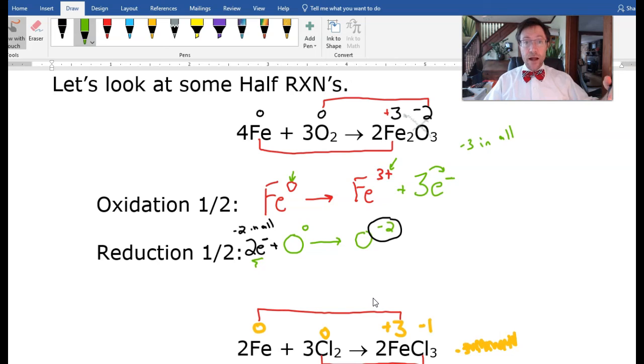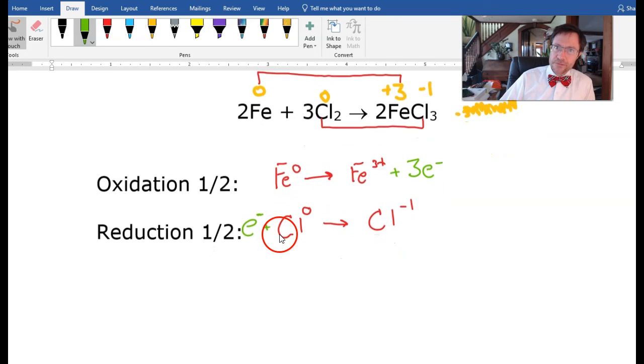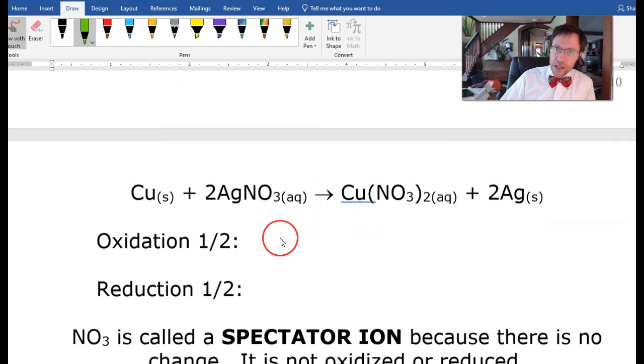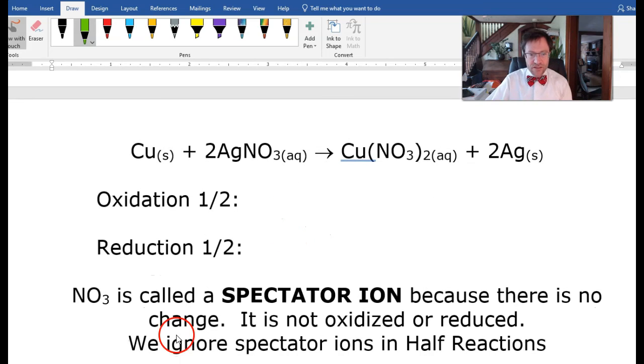Now let's look at this other oxidation and reduction. Oh my gosh, oxidation, look, the electrons are on the right. Reduction, electrons are on the left. Weird. It's like a pattern that happens a lot. All right, let's look at this last one because look, we have a special word here, spectator ion.